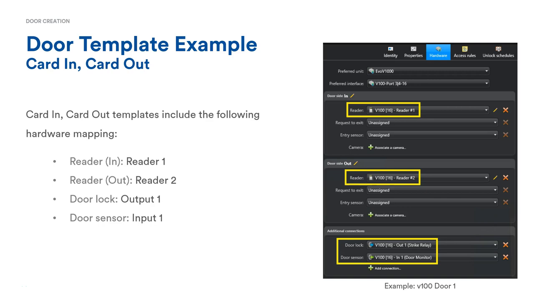As an example, in this image, using an HID V100 template, the door in reader and door out reader, lock, and door sensors are mapped to the hardware selection in the Hardware tab.